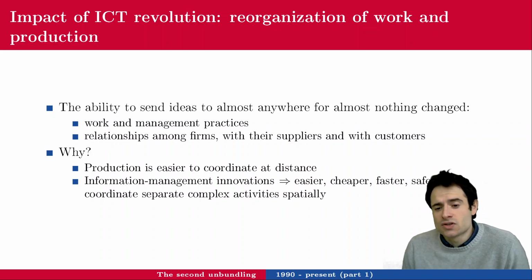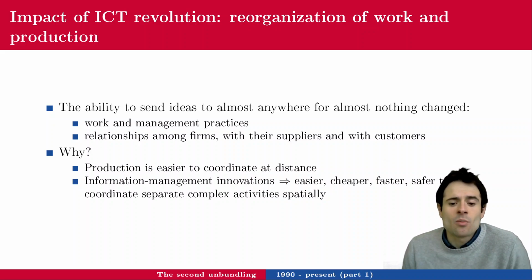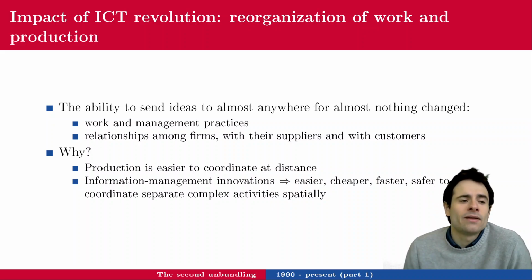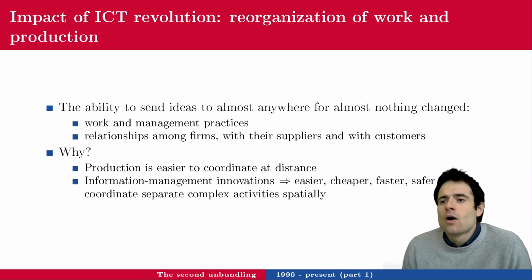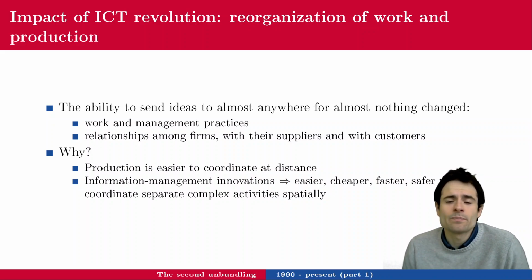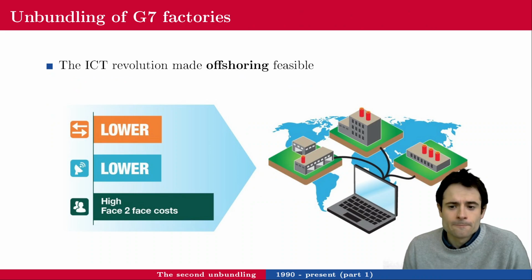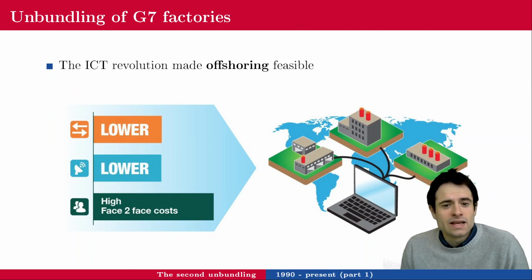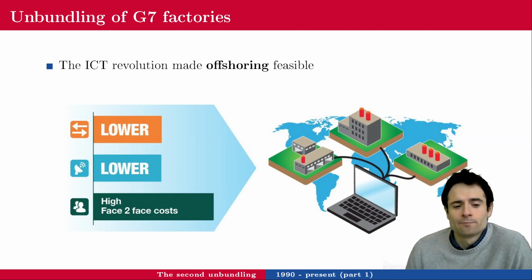Information management innovations. Easier, cheaper, faster to coordinate, separate complex activities spatially. Pretty much you can just throw a couple of emails, even if on the other side of the world somebody is sleeping. When they wake up, boom, they see their email, they can coordinate, they can call, they can send texts internationally as well. So coordination is way faster. And in particular, it made offshoring feasible.